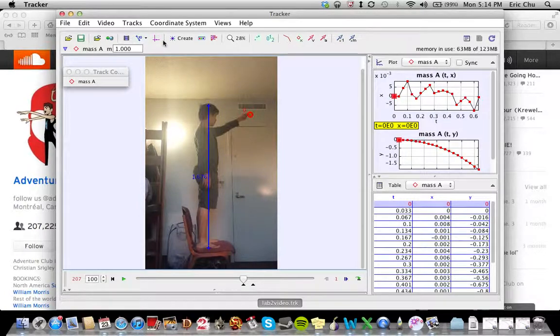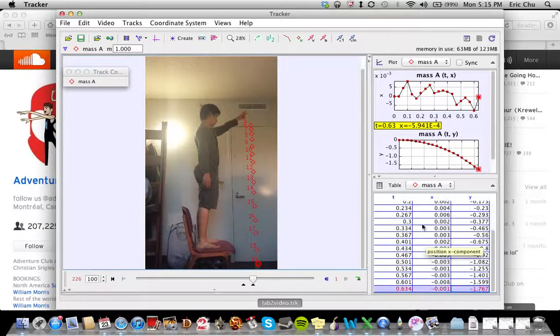So here's my video. I had to invert the axes a little bit because my camera was a little off, but we can definitely see that the velocity of the ball is increasing. So we have all our points here.